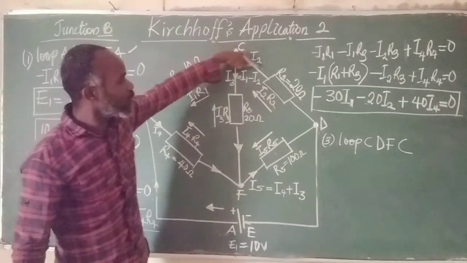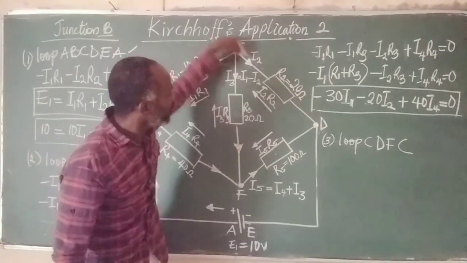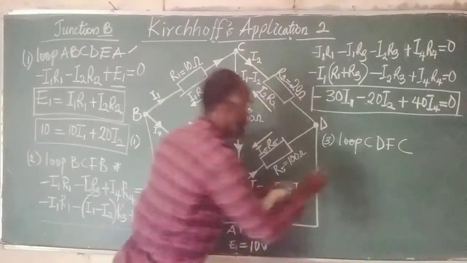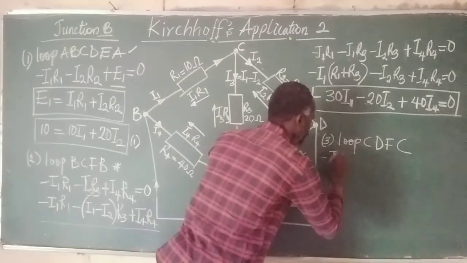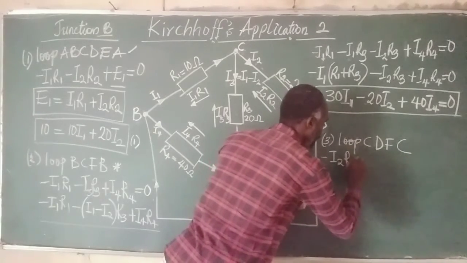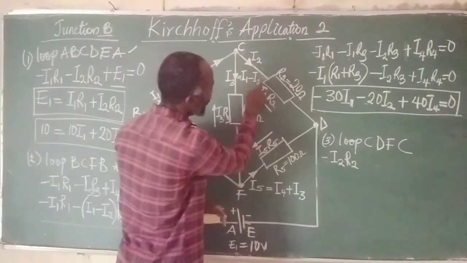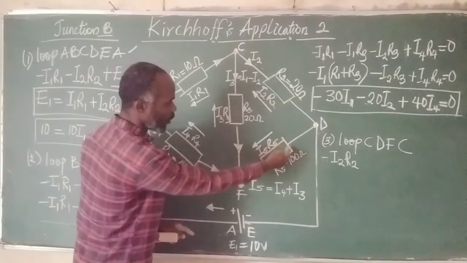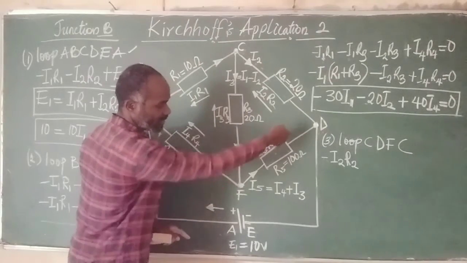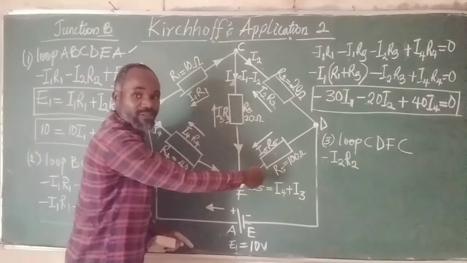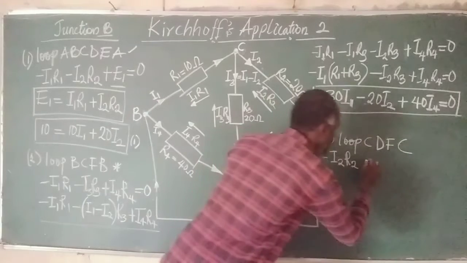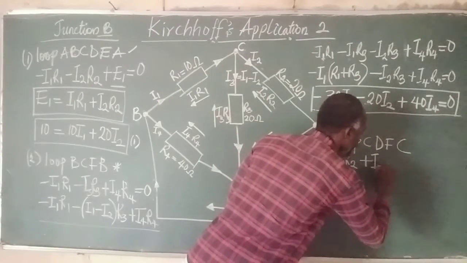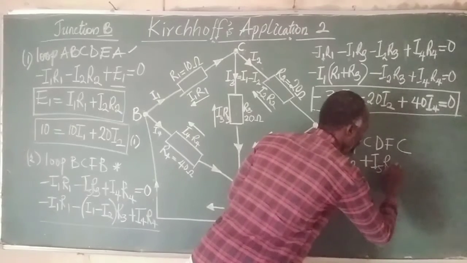Take this direction, clockwise direction once again. If we take a clockwise direction, this is opposing our direction. It means minus I2 R2. Good. We move again to this point. Coming to this point, you can see this is moving in the same direction. All right? So we have it as plus I5 R5.